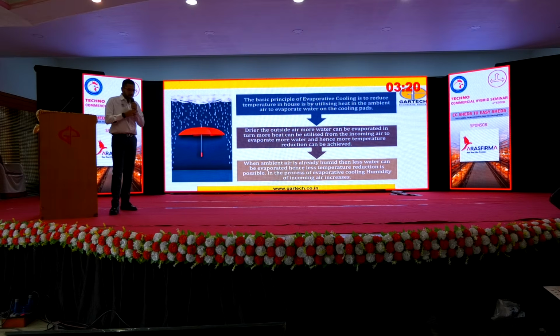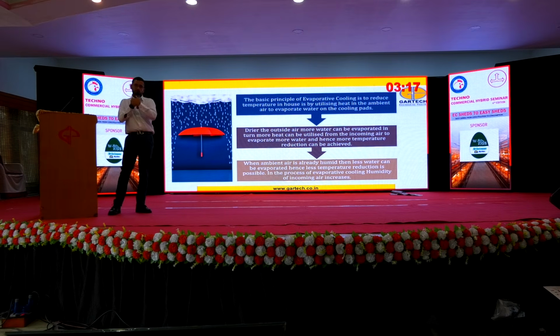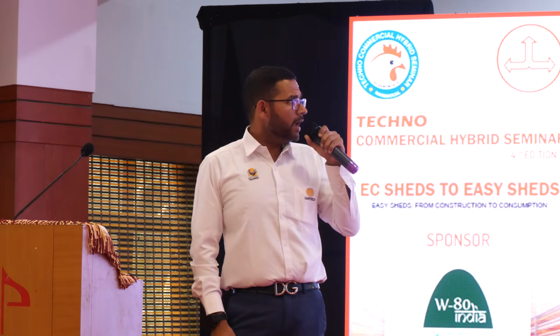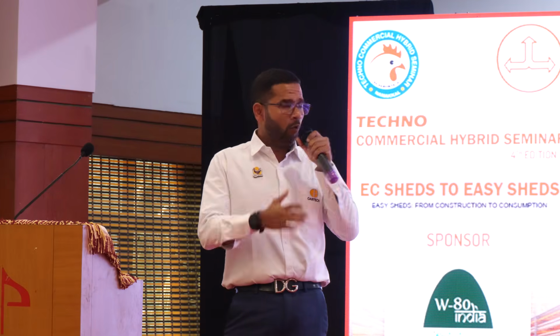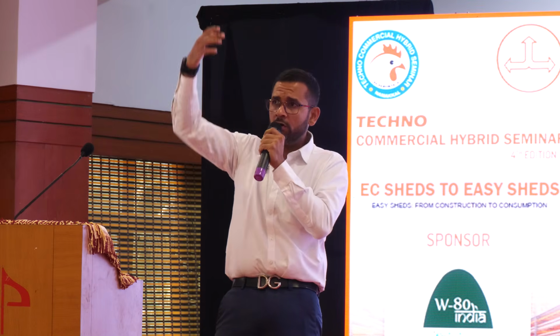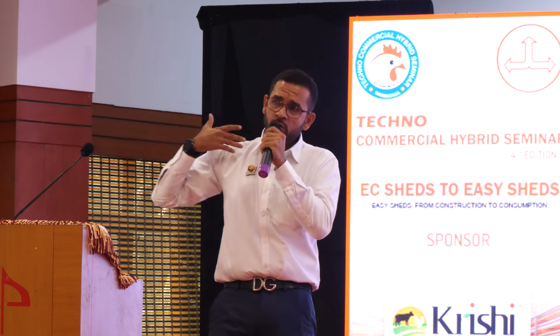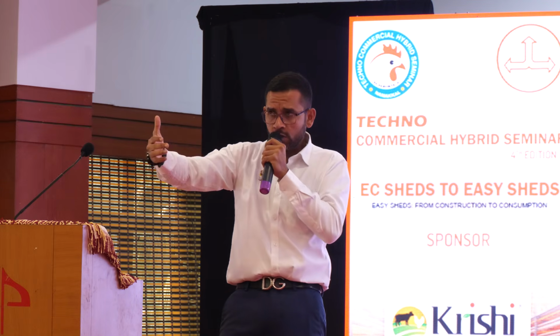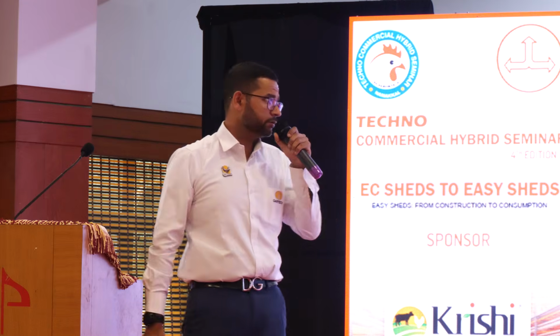You know, EC. So what are the limitations and what is the principle of evaporative cooling? Evaporative cooling reduces temperature in a house by utilizing heat in the ambient air to evaporate water on the cooling pads. So we have cooling pads on which we put water, and then air passes through them, which becomes a colder air. That is going to give you a cool breeze inside the house.